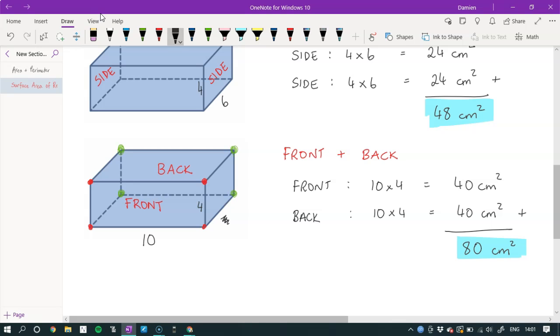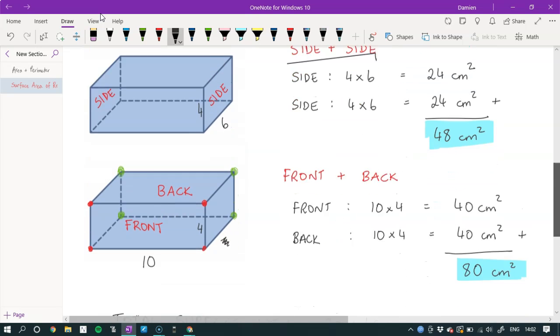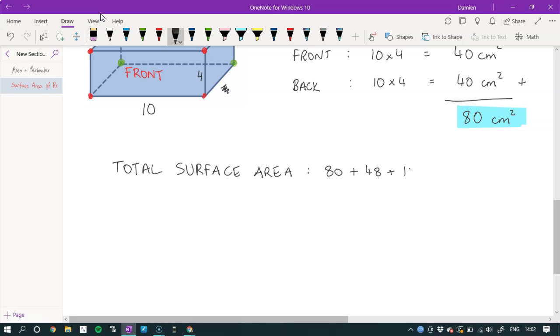So we write down at the bottom, our total surface area is the area of all the surfaces. Total surface area is going to be 80 plus 48 plus, what was the number on the top? 120 plus 120. So that gives us a total of 248. It's in centimeters, and because it's area, it's centimeters squared. And that's our final answer, 248.